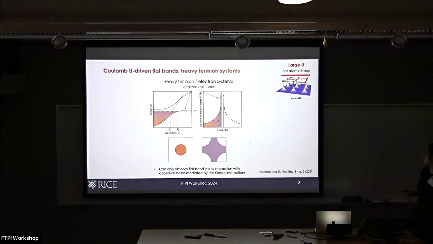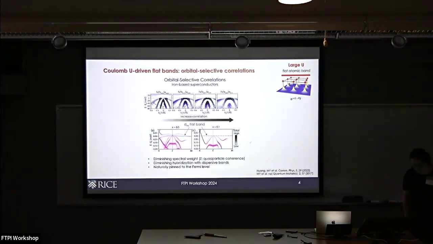And you can realize two situations: one where there is no interaction between them and you end up with a small Fermi surface, and the other where there is finite interaction. This is the only situation where you can actually see spectral weight from the flat band, via the interaction. So this is where you can see the Fermi surface.